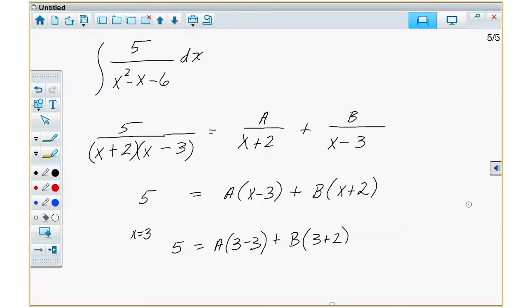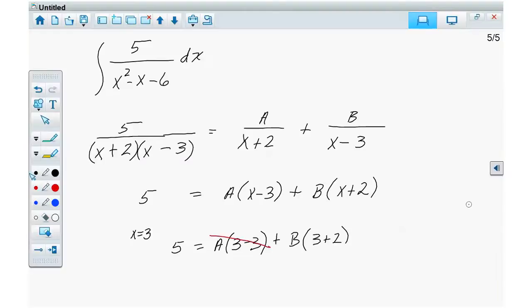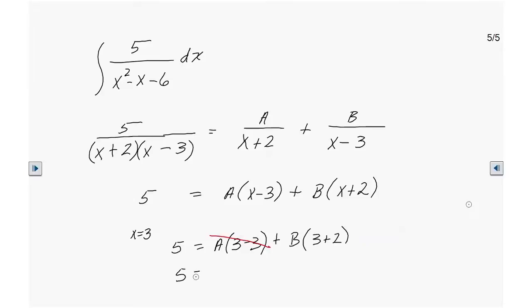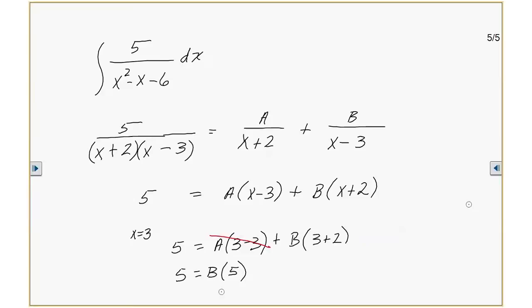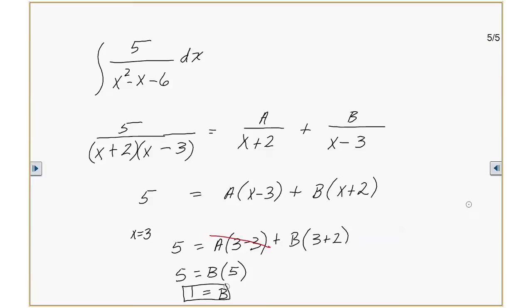And then what happens to the A factor? It goes out. And you get 5 is equal to B times what? So B is equal to what? 1. So you got that, write that down. Now find A.